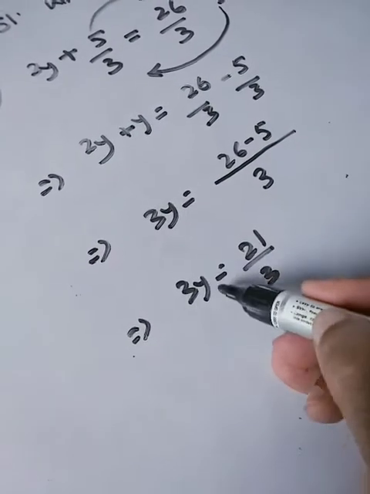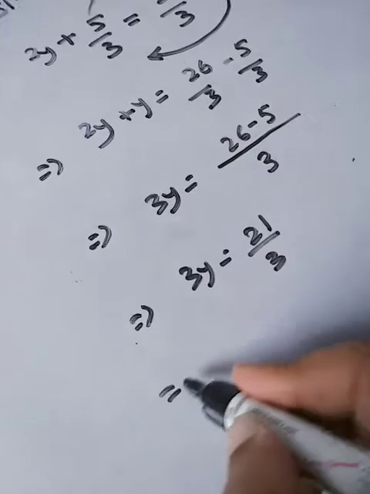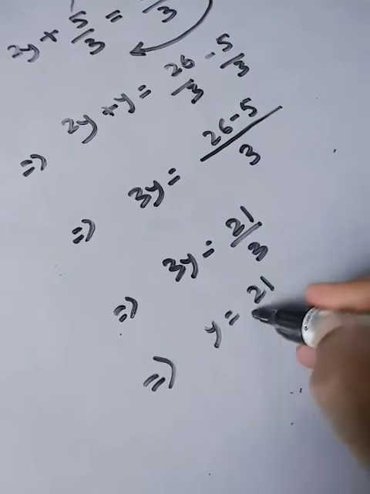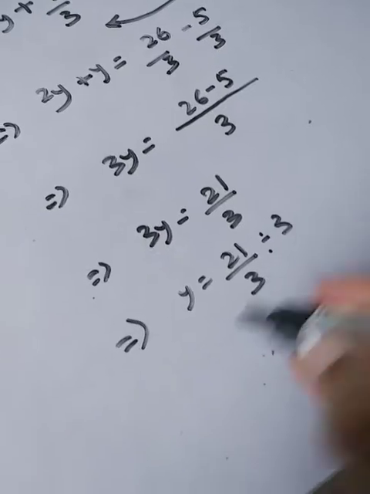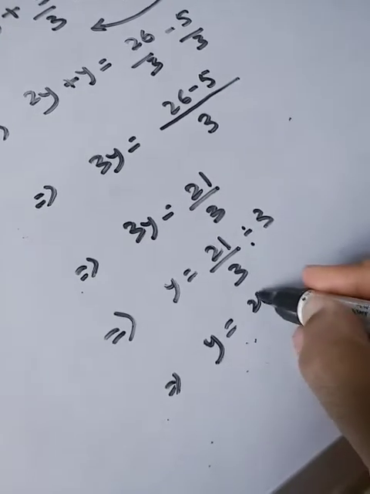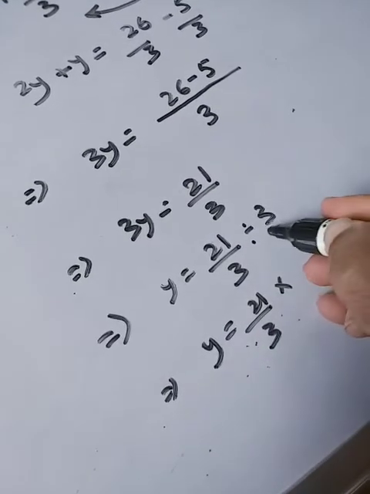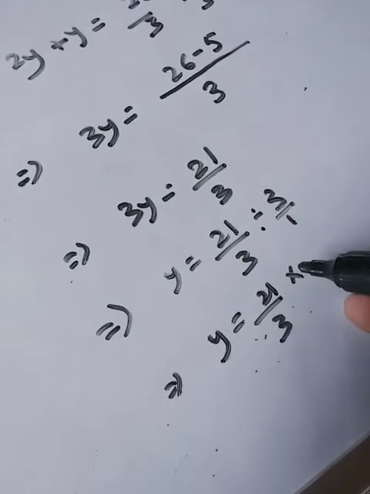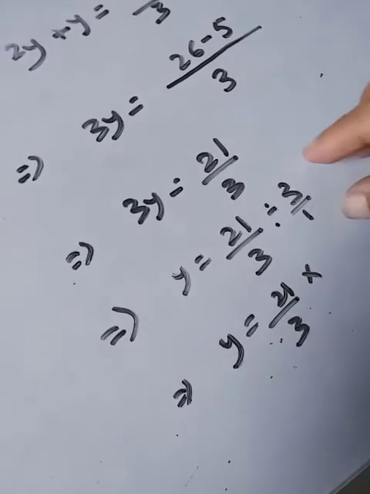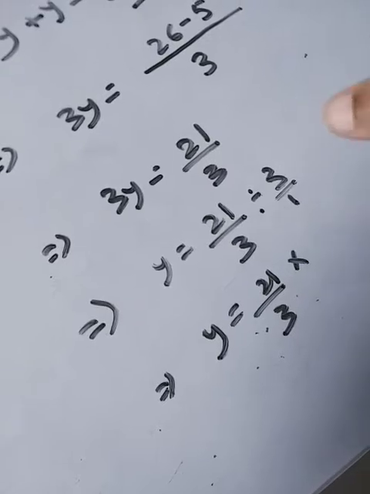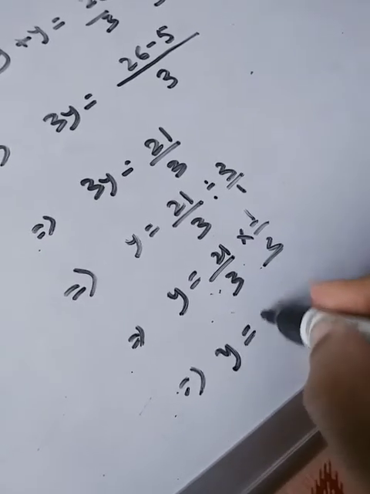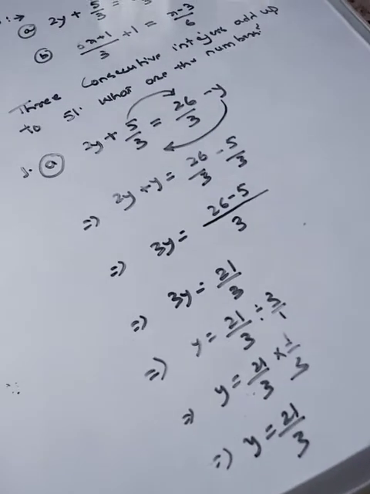Now to get the value of y, we have to remove this 5. How to remove it? We will transpose it. It is in the multiplication form, so it will become divided by 5. So y equals 21 by 3 divided by 5. When we put a multiplication sign in place of division, the fraction on the right hand side always becomes its reciprocal. So 1 upon 5. So your answer will be y equals 21 upon 15. This is the solution of sum number A.